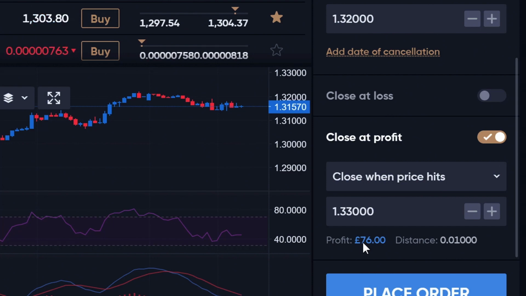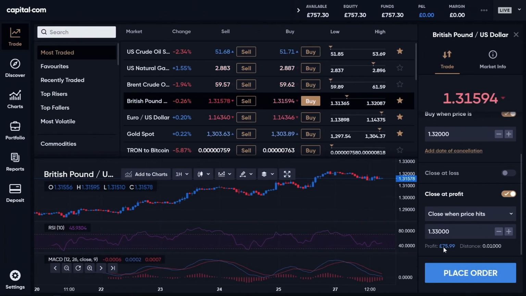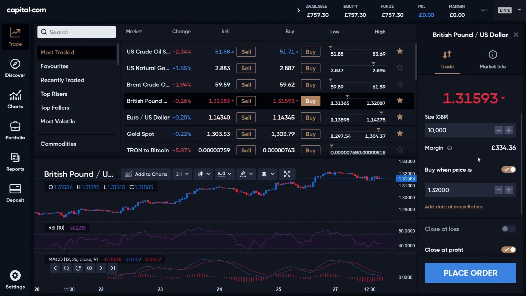And of course, the other way of looking at it, if I bought at 132 and came out 100 points lower, then I'd lose £76. So it gives us an idea of our potential risk and our reward. And for this trade, we tie up £334 to control that £10,000 position. So that's how currency traders will try and profit from the moves, and how you can in the various markets that we're going to look at during this course.